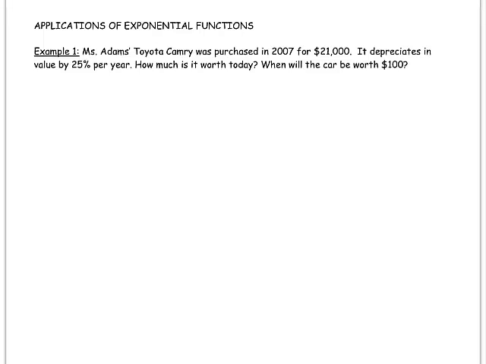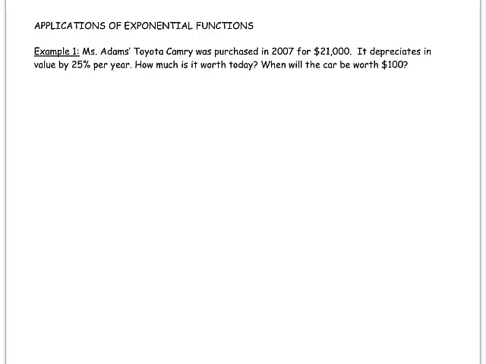Everybody, today we're going to be taking a look at some applications of exponential functions. So we're going to take a look at three sort of different examples to lead you into what you're going to be working on in class. So here's our first example.